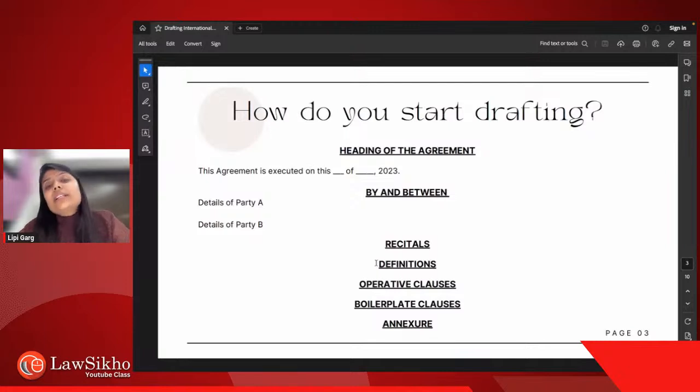I'll give you a tip here: people try to write definitions at the beginning of the contract, right? When they start drafting, first of all they write the heading, then the execution date, then the details of the parties, then recitals, and then they straight away come to the definitions. That is not how things work, right?